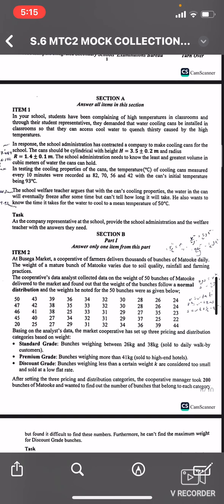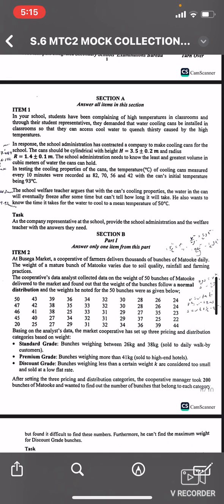In testing the cooling properties of the cans, the temperatures in degrees Celsius of the cooling cans, measured every 10 minutes, were recorded as 82, 70, 56, and 42, with the can's initial temperature being 93 degrees Celsius. The second, a welfare teacher, argues that with the can's cooling properties, the water in the can will eventually freeze after some time, but can't tell how long it will take.